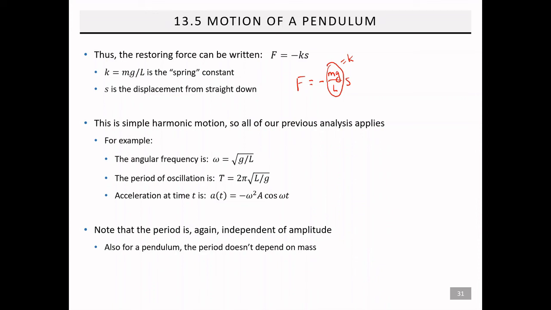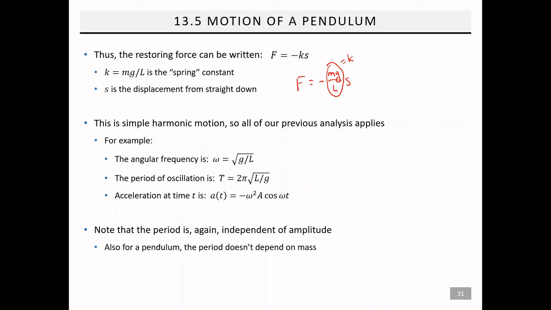You can write the angular frequency of pendulum oscillation as the square root of g over L. You can write the period of oscillation. You have the acceleration at time t given by the same acceleration formula.